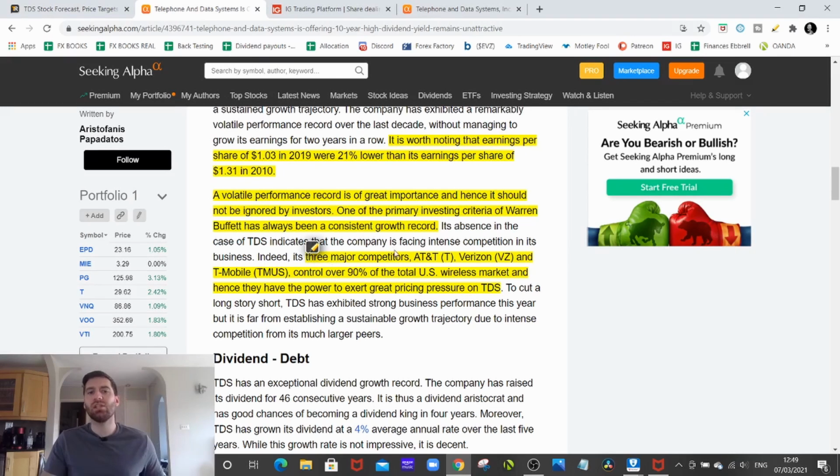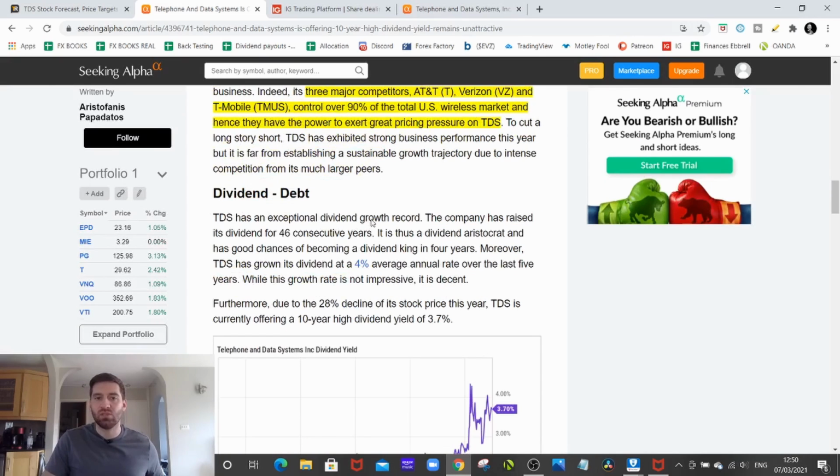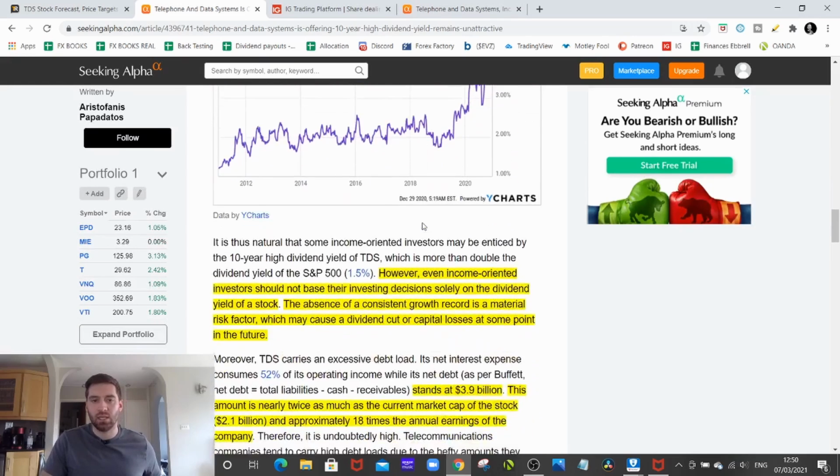It goes on. Three major competitors, AT&T, Verizon, and T-Mobile, control over 90% of the total US wireless market, and hence they have the power to exert great pricing pressure on TDS, and that's absolutely true. So the bigger companies, when they've got not a monopoly as such, but the vast majority of the market, they can almost control and manipulate prices in a way, or they can certainly undercut the smaller companies like TDS. And that's something to bear in mind as well. TDS has an exceptional dividend growth record. We know that.